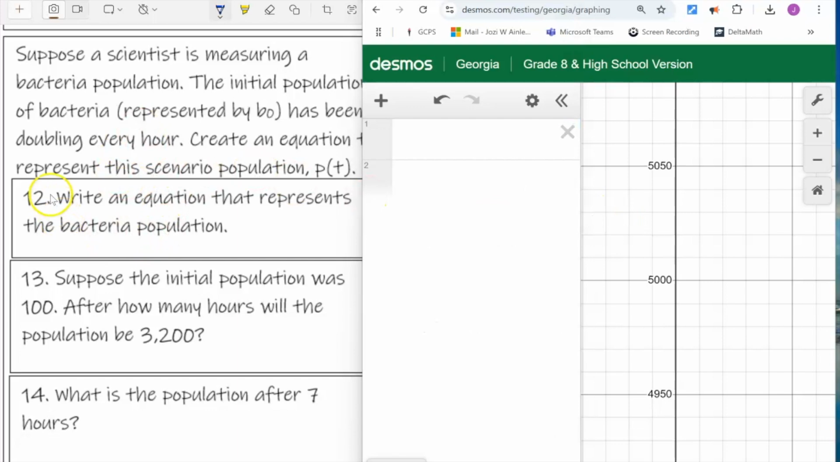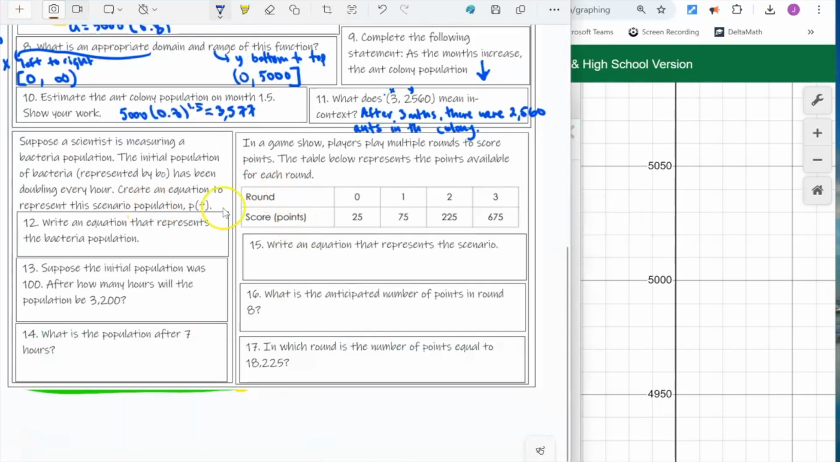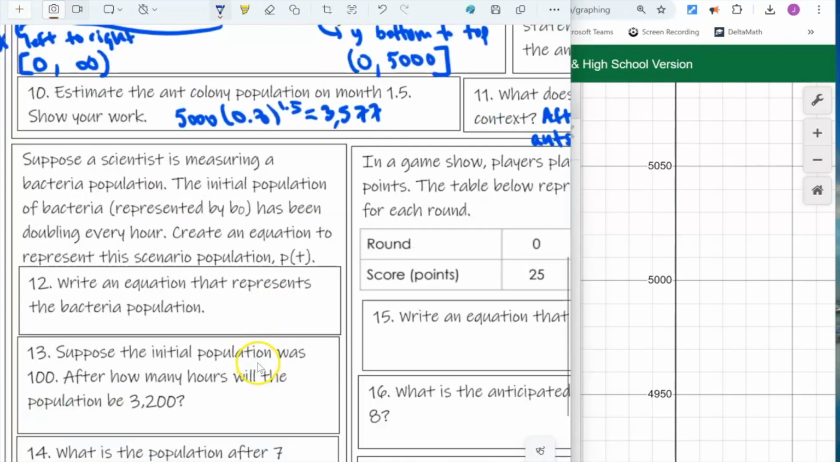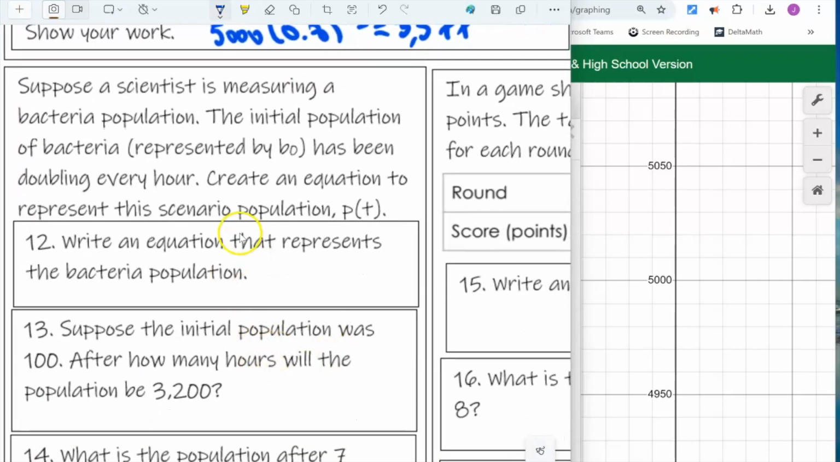All right, so now I'm going to do question 12, 13, and 14, and then you're going to do 15, 16, and 17. All right, so suppose a scientist is measuring a bacterial population.